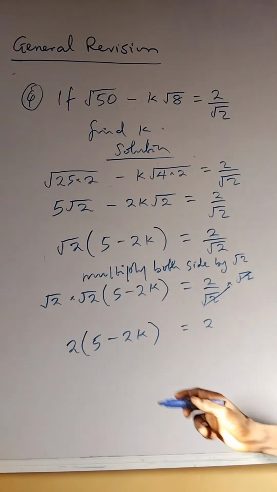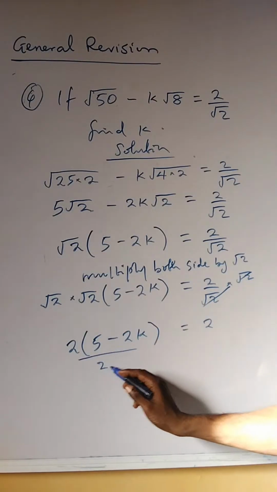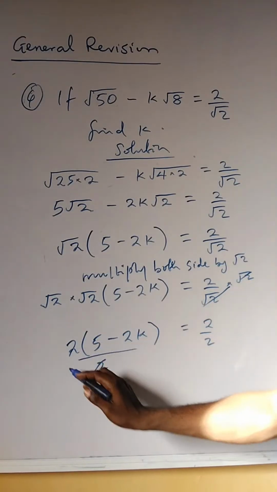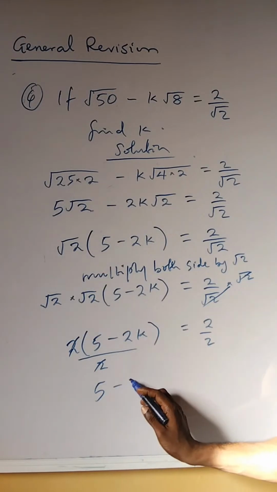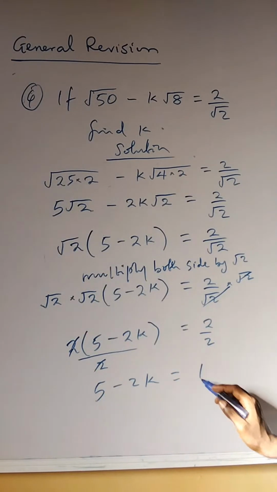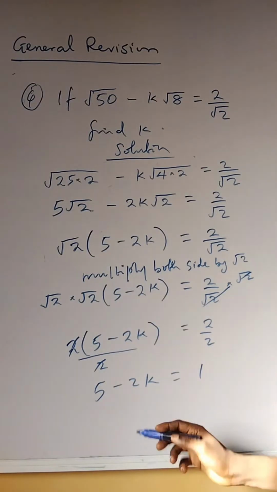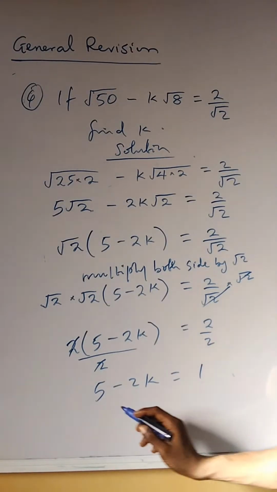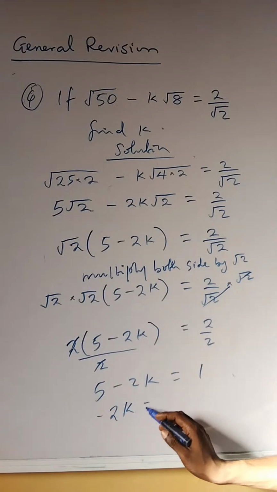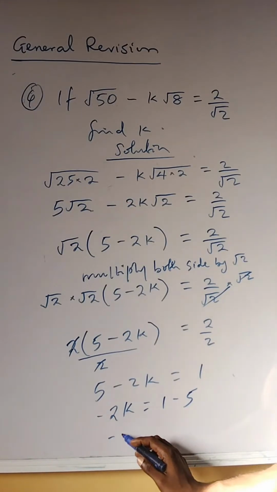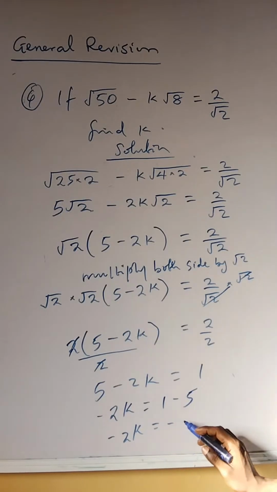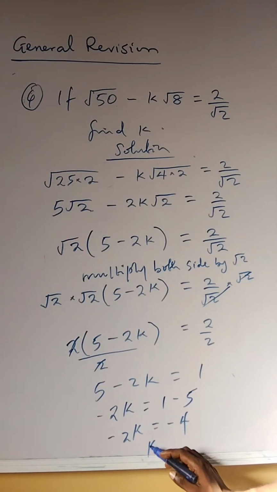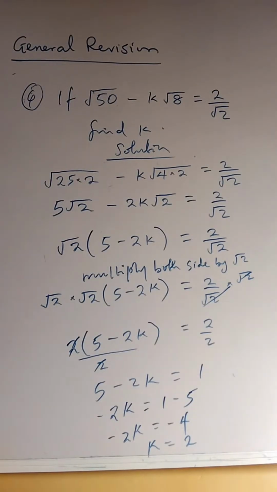If you like, you can also divide both sides by 2, so that these 2 will cancel out. We are left with 5 minus 2k equals 2 over 2, which is 1. Taking 5 across, it becomes minus 5. We are left with minus 2k equals 1 minus 5. So minus 2k equals minus 4. Divide both sides by minus 2, k equals plus 2. So the answer there is simply k equals 2. All right.